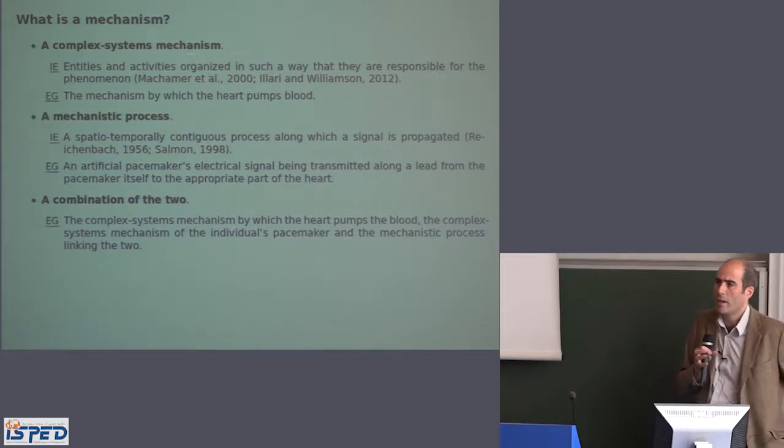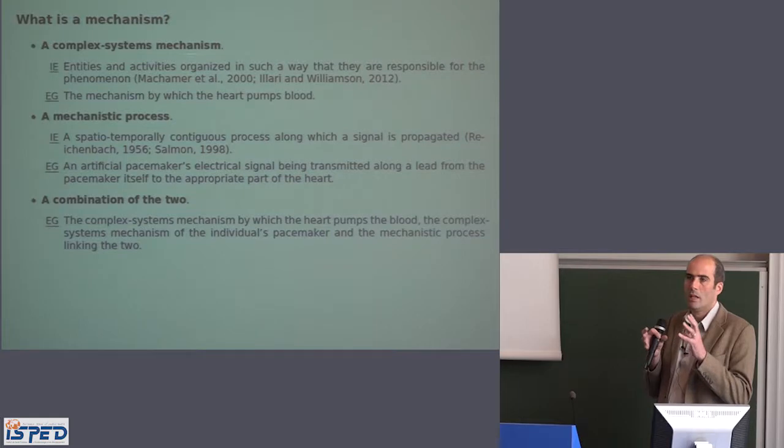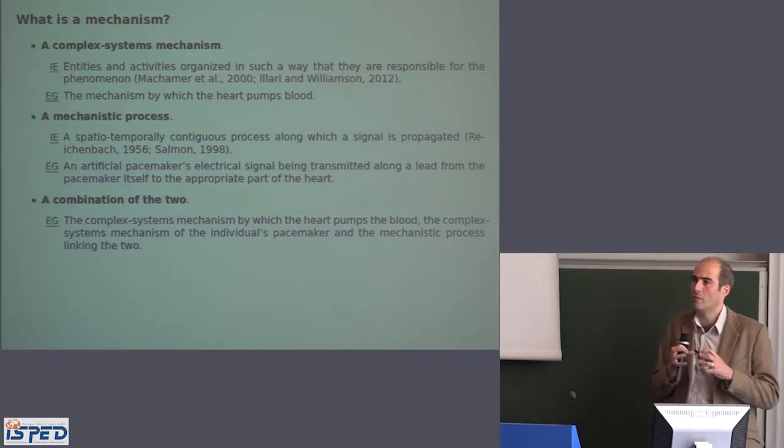For example, the heart can be thought of as a complex systems mechanism. It consists of entities and activities structurally organized in order to pump blood. So it's a complex of interacting parts.